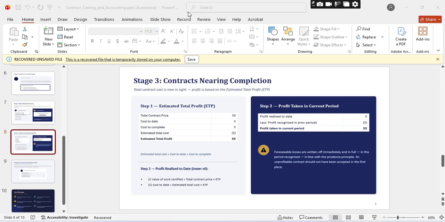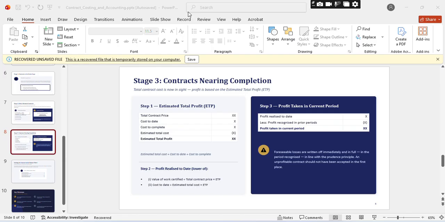So, in summary, what we're saying is that for us to be able to determine the expected total profit, this is the combination of the total contract price, the cost to date, the cost to complete, less the estimated total cost.